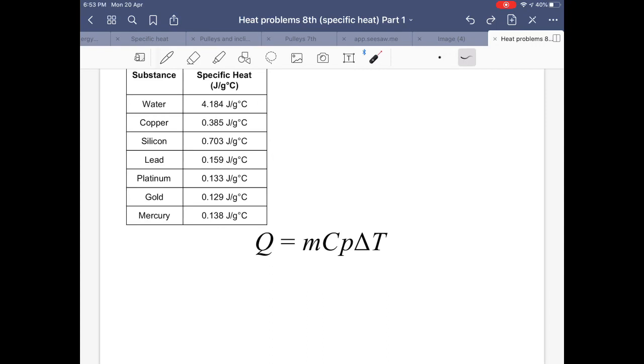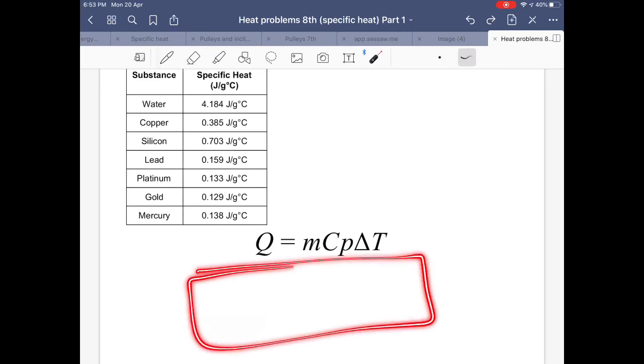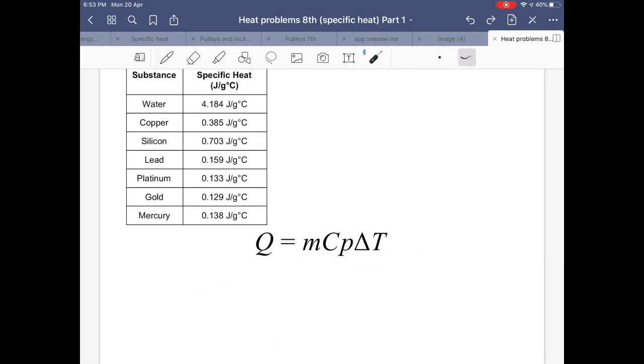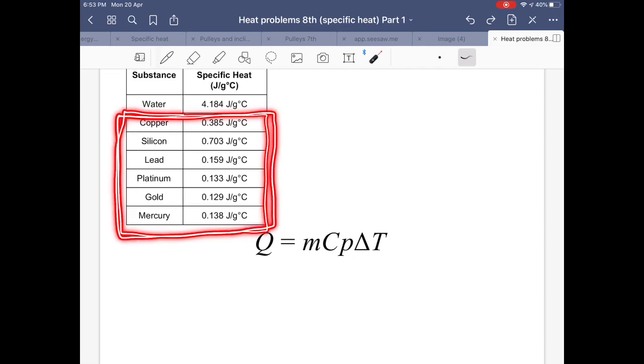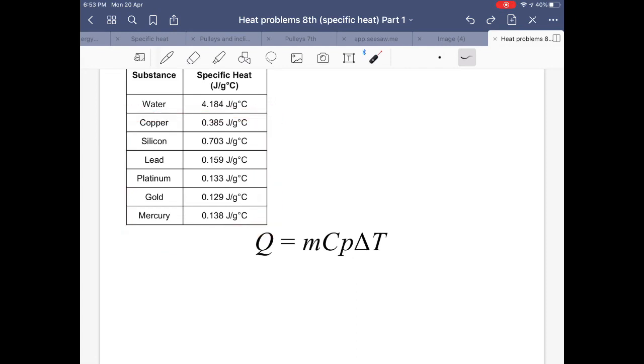So if you want to earn some extra points for the next exam, please, under this formula, write down from here to here which substance or metal will take more time to increase 1 degree Celsius.